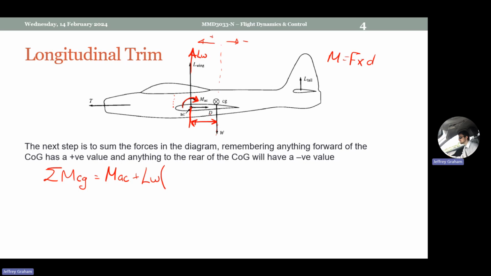Right, so based on that airfoil, we can clearly see that is the distance from the leading edge to the center of gravity, minus this distance here, which is the aerodynamic center. That will give us the required distance there.